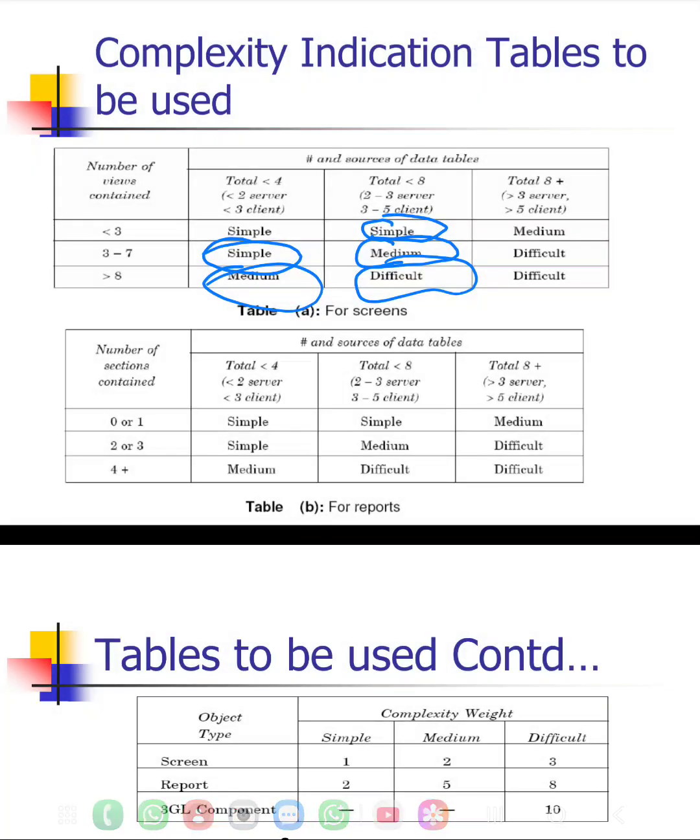Then if the total is more than 8, meaning the number of clients and servers is more than 8, and the number of views is less than 3, it will be medium. Between 3 and 7, difficult. Greater than 8, difficult.